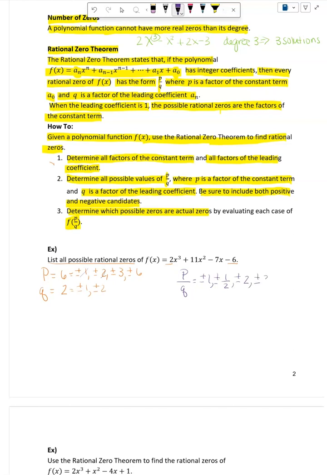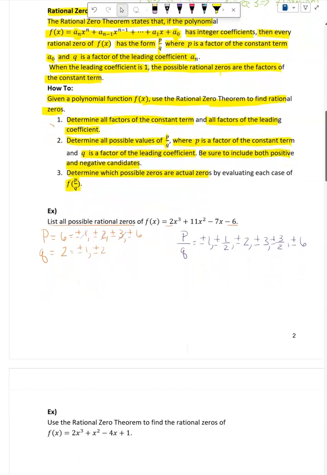3 over 1 is 3. 3 over 2 is 3/2. So I'm done with my 3. And then I'm going to go down here. Plus or minus 6 over 1 is 6. And 6 over 2 is 3, which I already have, so I'm done, right? So we have 1, 1/2, 2, 3, 3/2. Oh, my 6 will fit up here. I was just freaking out and thought it wouldn't. There we go. So that's all my p over q. Those are all my possible rational zeros.